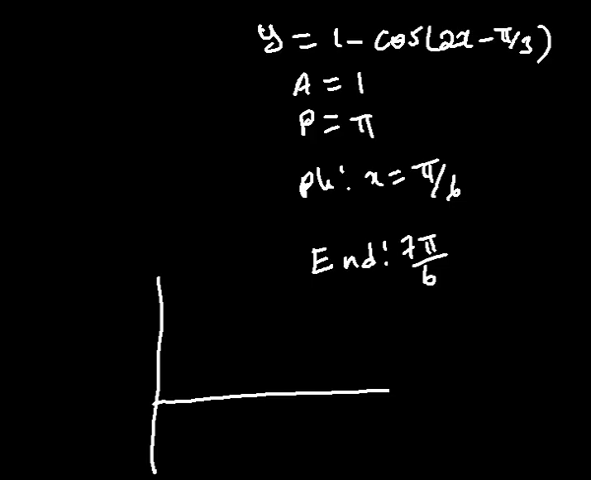So this is where a positive 1 has to be as a vertical shift. So this is the line in which the graph has to be drawn in, like that. And the graph starts from the phase shift, that is a positive pi. So the graph will start from, let's say this is a positive pi, and the graph will end at, let's say this is 7 pi over 6.